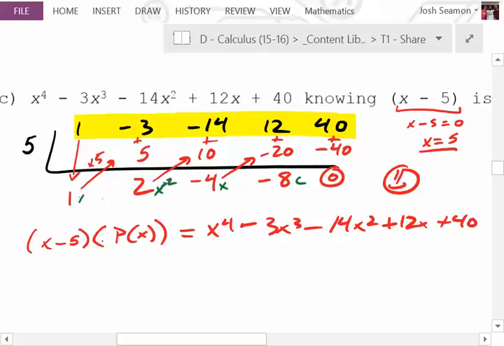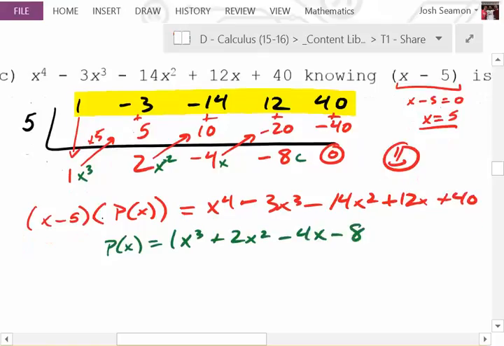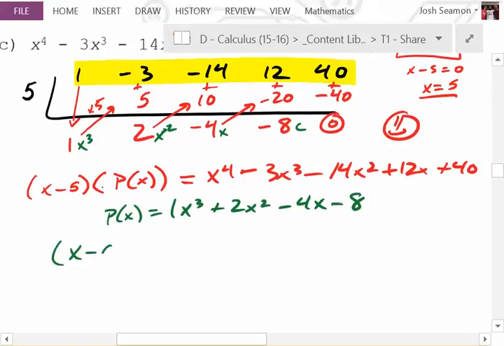It's x cubed plus 2x squared minus 4x minus 8. Does everybody see what I'm writing in here, starting with the right? The constant is the first term that isn't 0. So P of x is actually, can someone tell me what it is? 1x cubed plus 2x squared minus 4x minus what? 8. So we now have x minus 5 times x cubed plus 2x squared minus 4x minus 8.